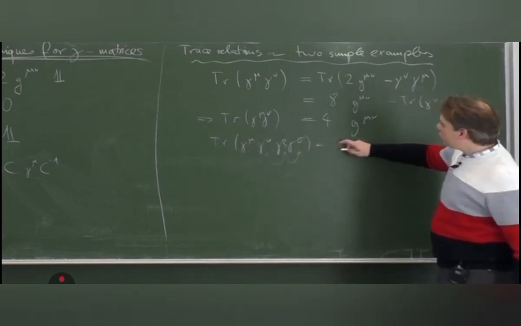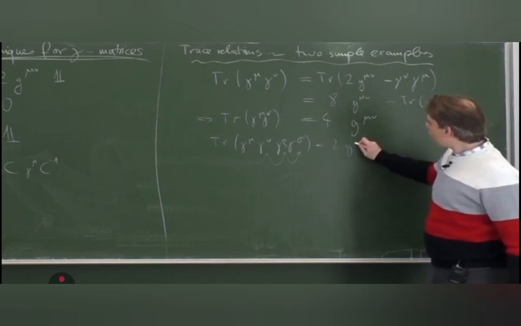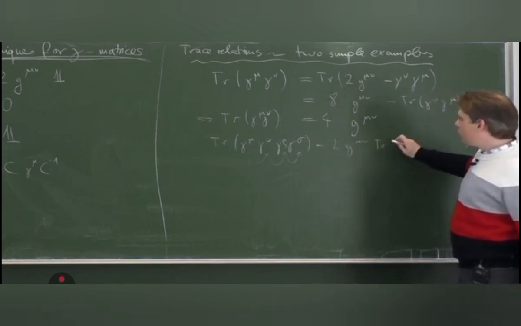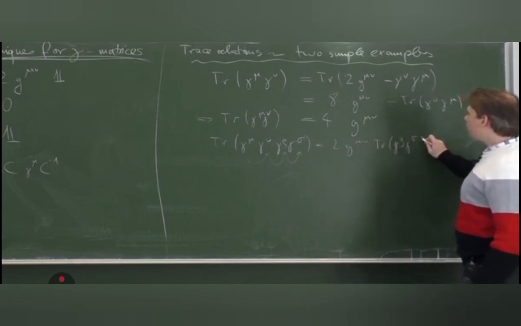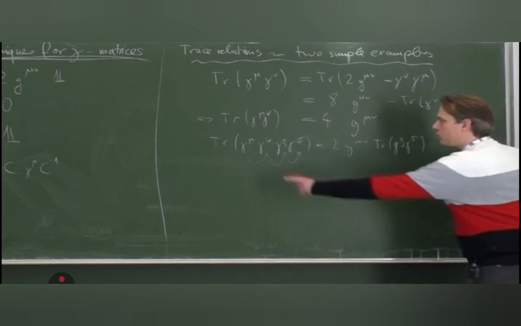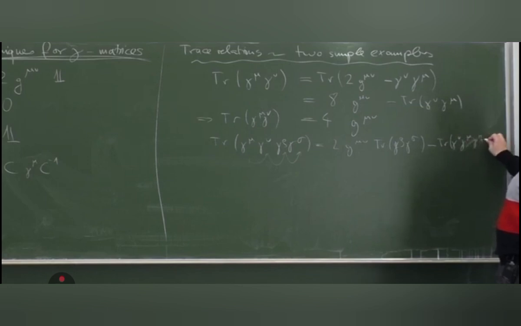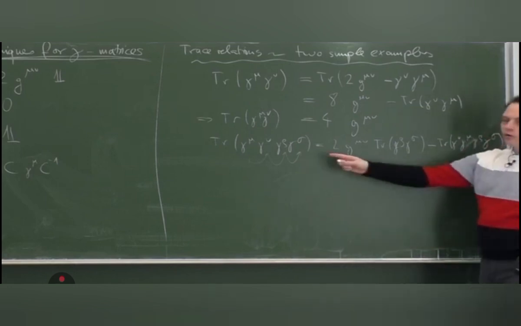So if we do that, then we first have here 2 times the metric tensor g mu nu times the trace of gamma rho, gamma sigma from the anti-commutator between the first two, minus the trace where the gamma mu is at the second position. Right? So here we have used the anti-commutator between the first two matrices.